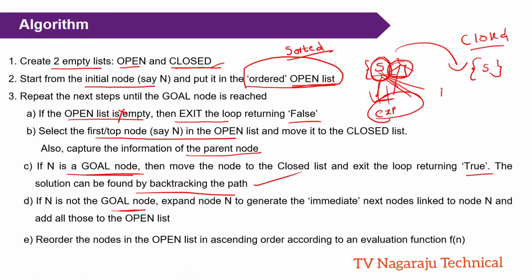If you are using DFS, the last inserted node is the first selected. If you are using breadth first search, the first inserted node is selected. But here, after placing the child nodes, we are selecting the node which has the best heuristic value. You got the point? The only criterion is selection of the node based on the best heuristic value. Okay. Here the main thing is heuristic.